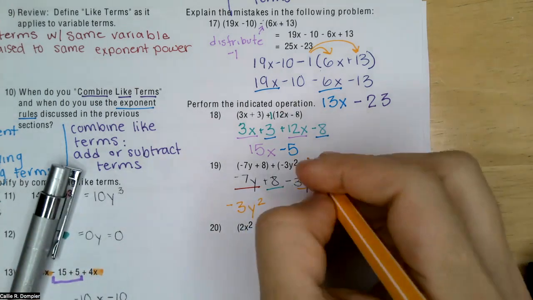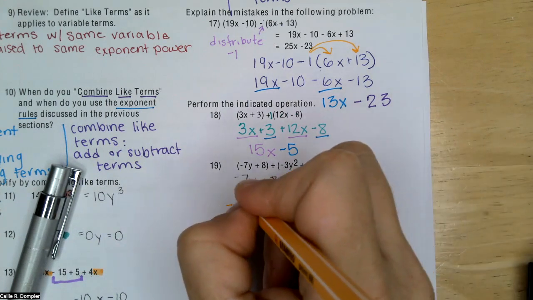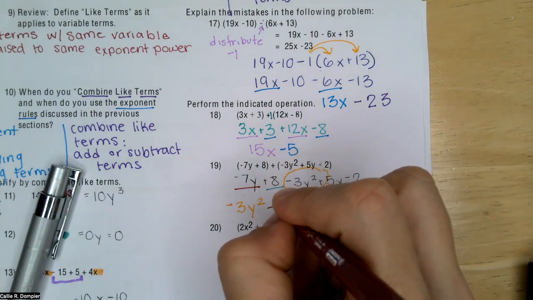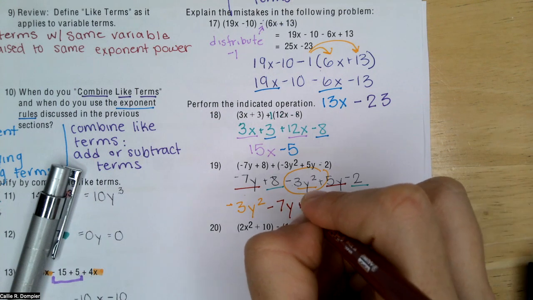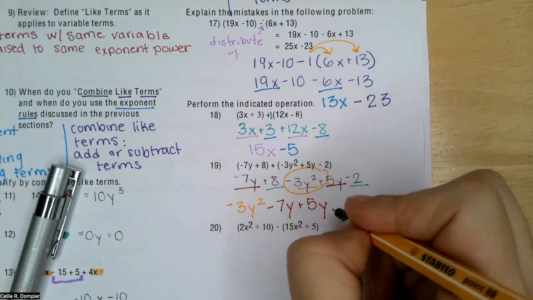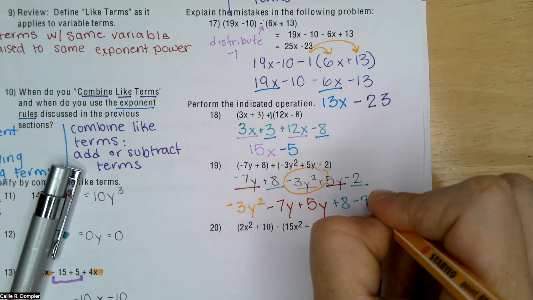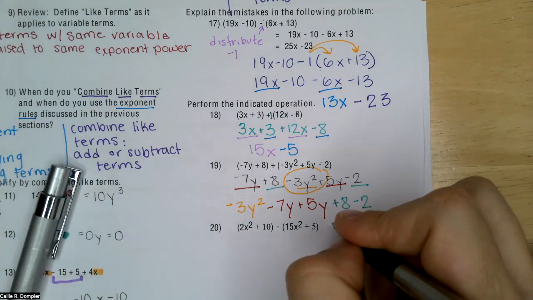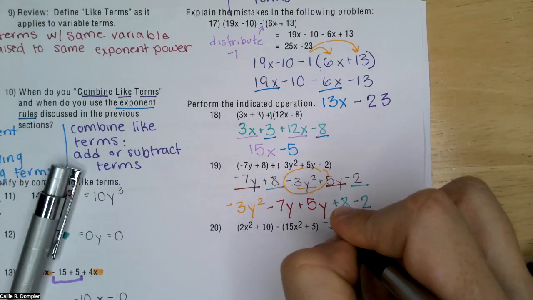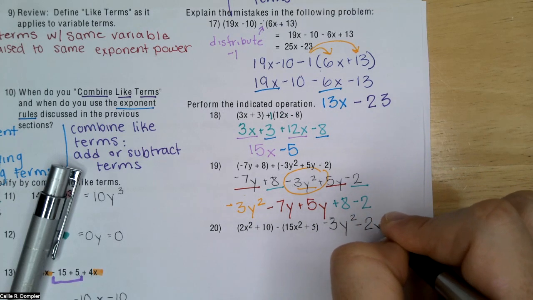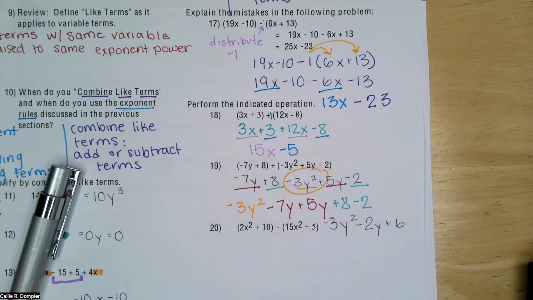Good. The 3 was a -3, so make sure you carry the negative sign, okay? What's the next largest degree? -7y has a degree of 1 and is like terms with +5y. And then the last one is a degree 0 of 8 minus 2, okay? So that just becomes -3y squared minus 2y plus 6. Done.